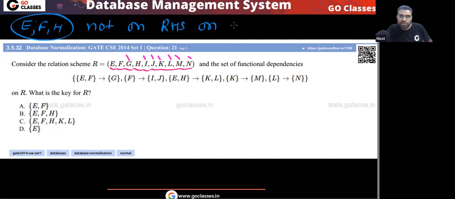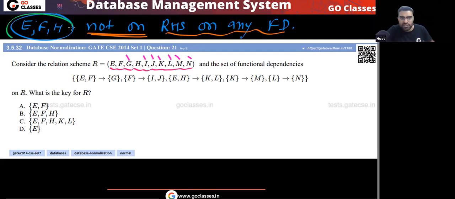They are not on the RHS of any functional dependency. Yes, correct. These attributes, EFH, are not on the RHS of any functional dependency. So who can determine them? Only they can determine themselves. These three attributes, EFH, can determine themselves.